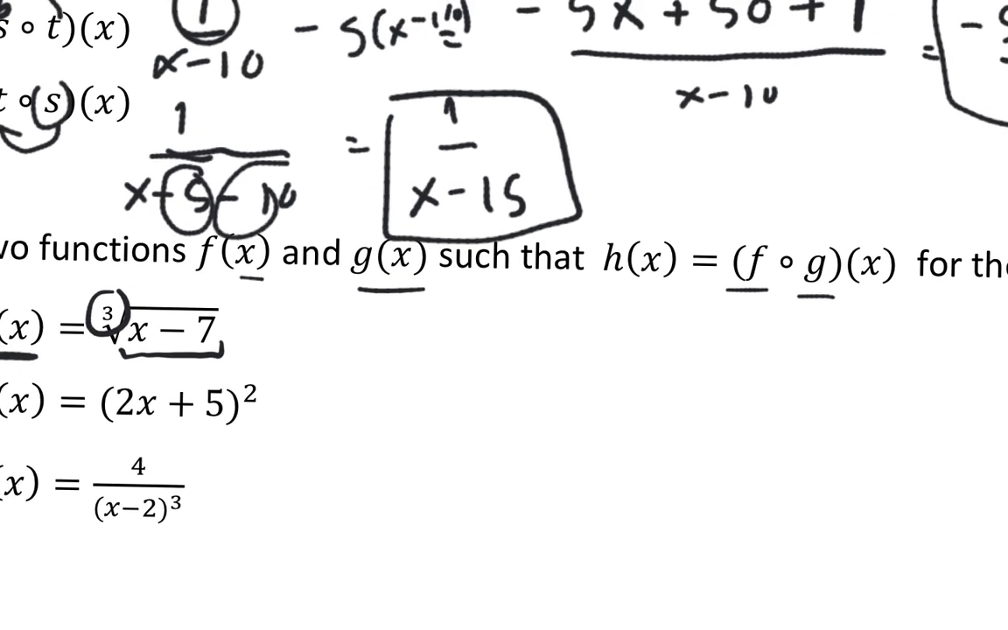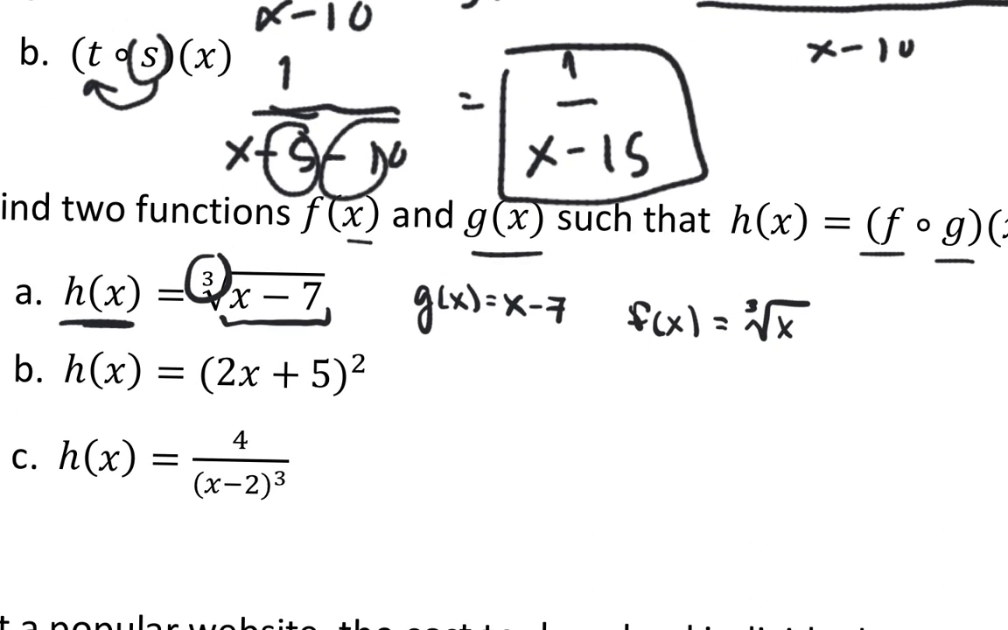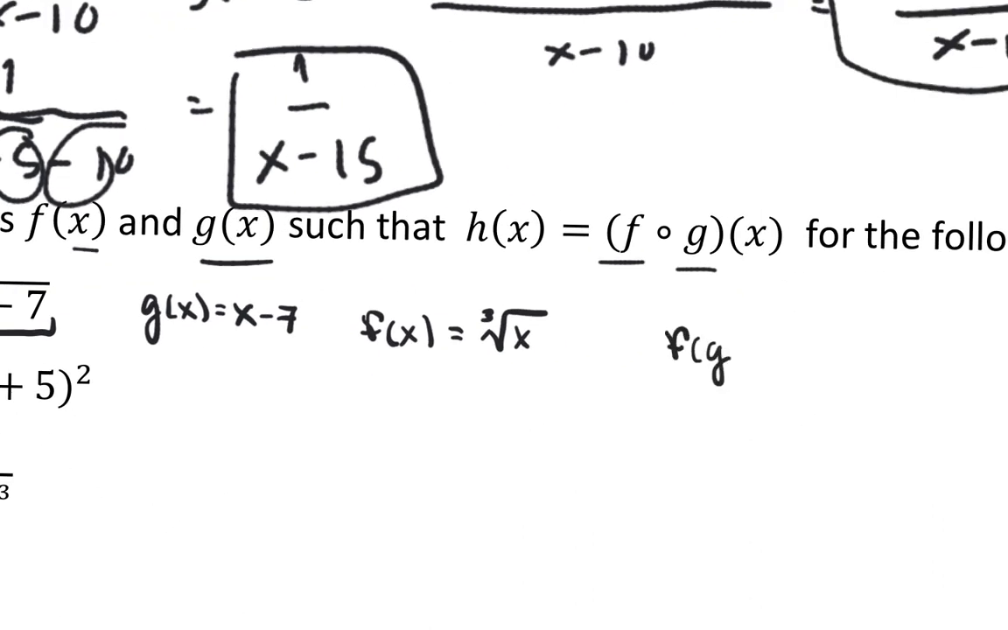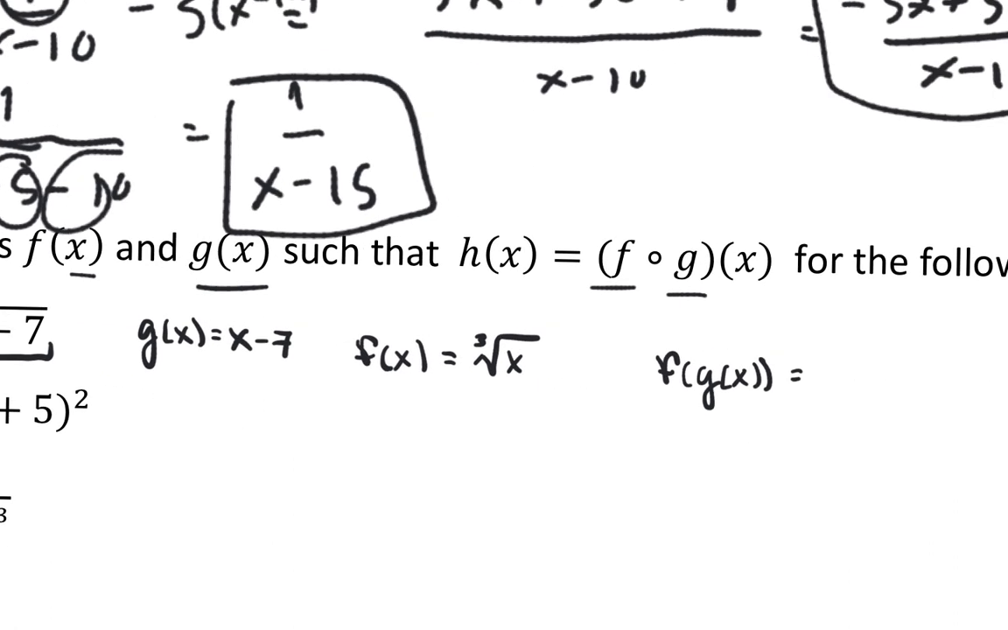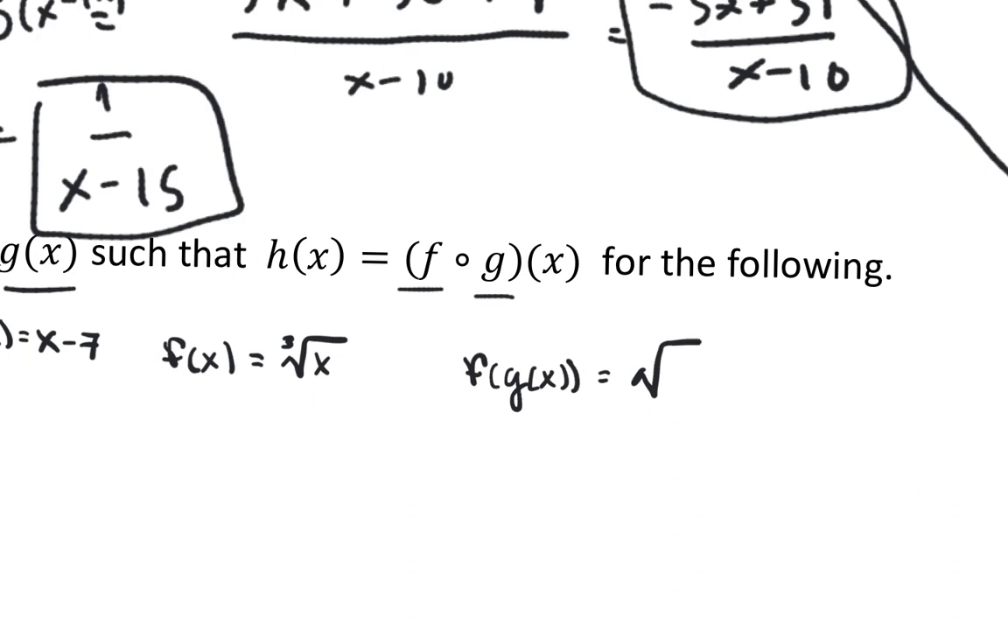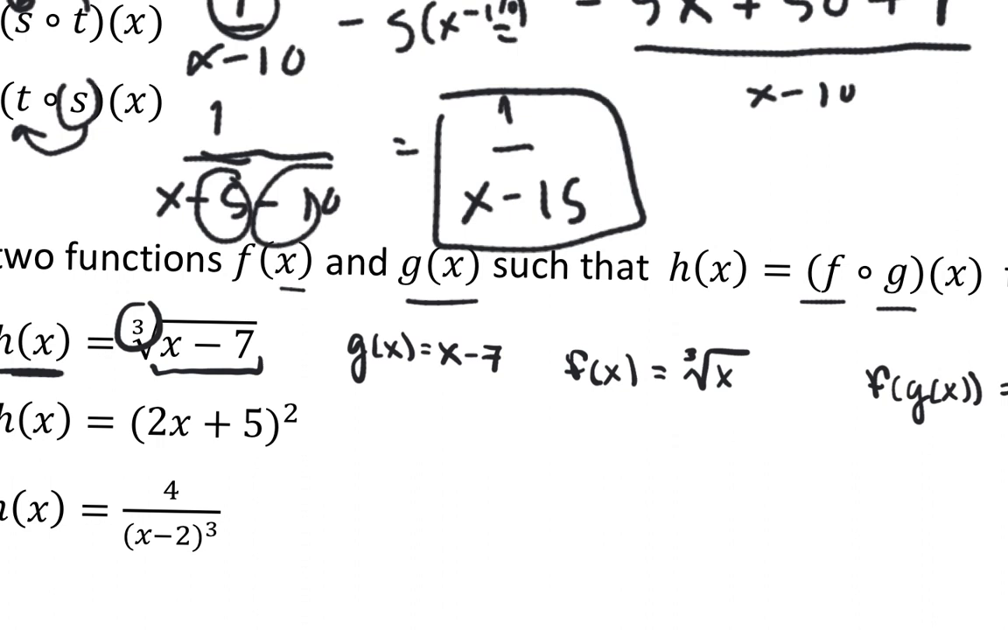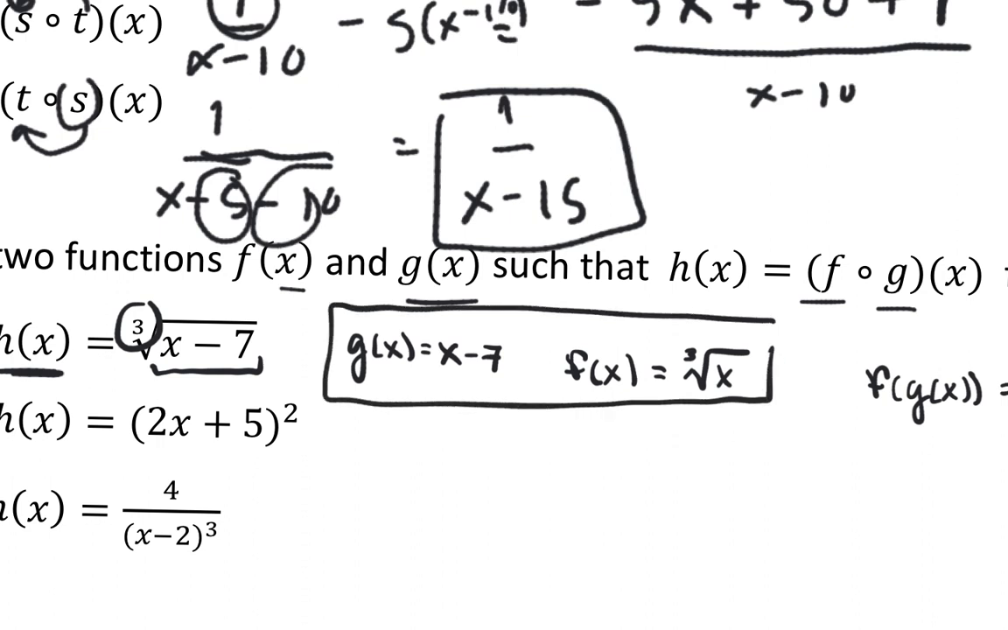So what I'm going to do is say my inside function, g of x, let's let that be x minus 7, and let's just say everything else, f of x, would be cube root of x. Now just to make sure that f of g of x is equal to the original, what we would do here is say, okay, let's plug in g of x where x is in f, and that will just give us cube root of x minus 7. And that is indeed what we started with. So we are all good here.